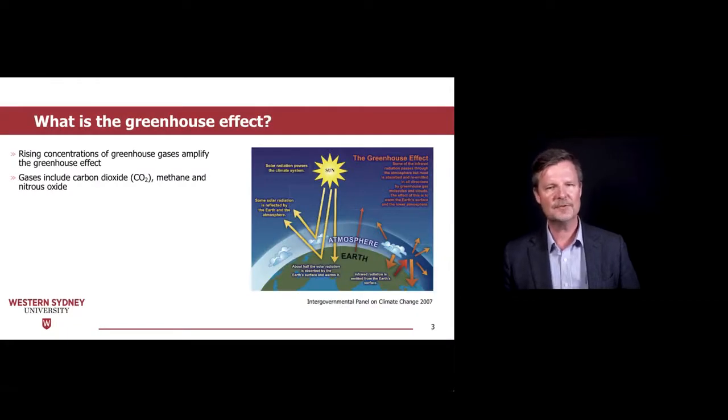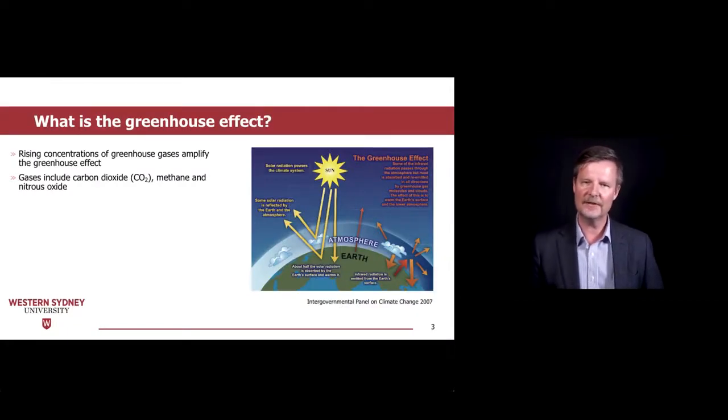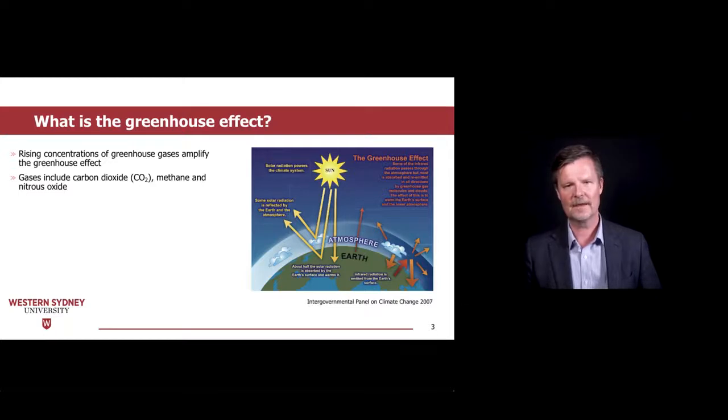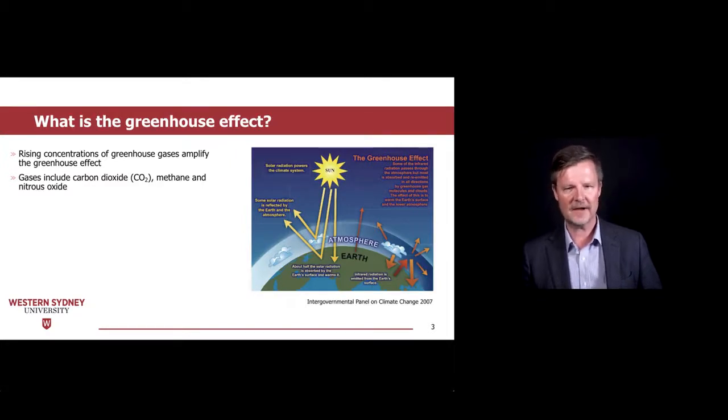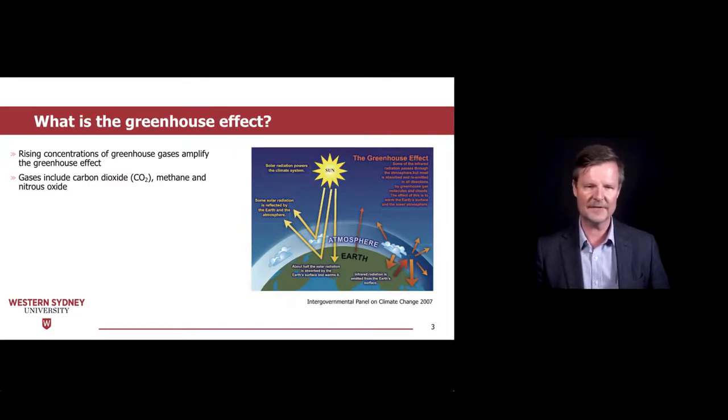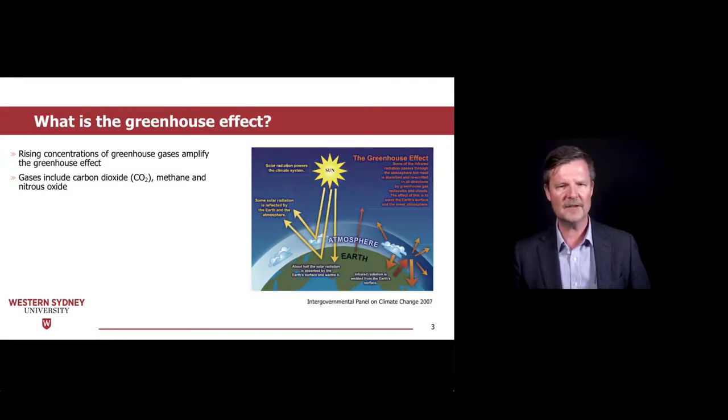The cause of human-driven climate warming is anchored in the physics of the greenhouse effect. Rising concentrations of heat-trapping gases such as carbon dioxide, methane, and nitrogen oxide, as well as other trace gases, in effect amplify the retention of heat at the Earth's surface, making our climate warmer.